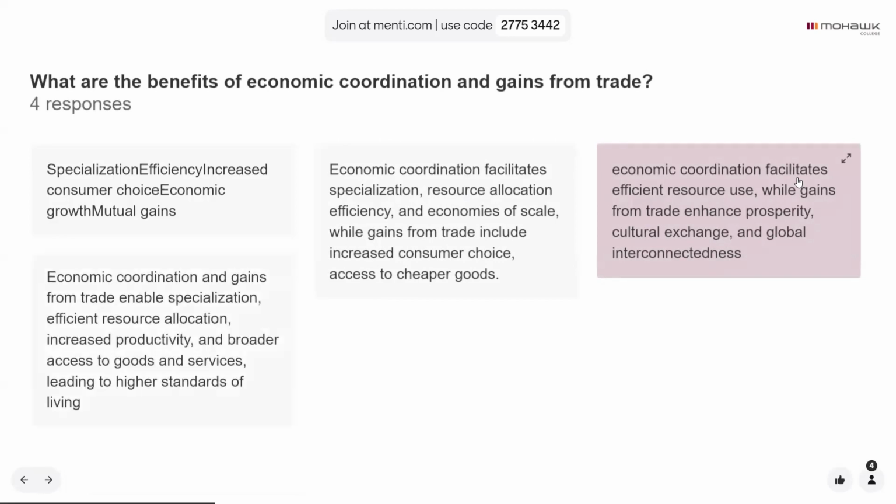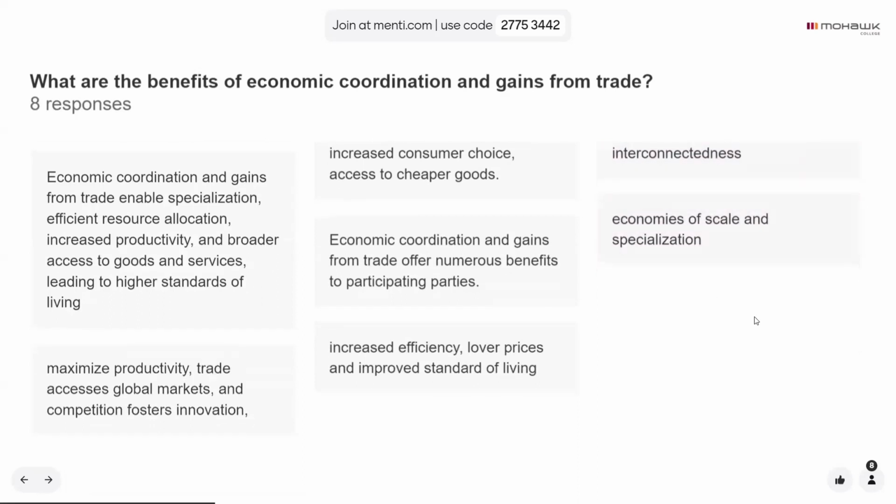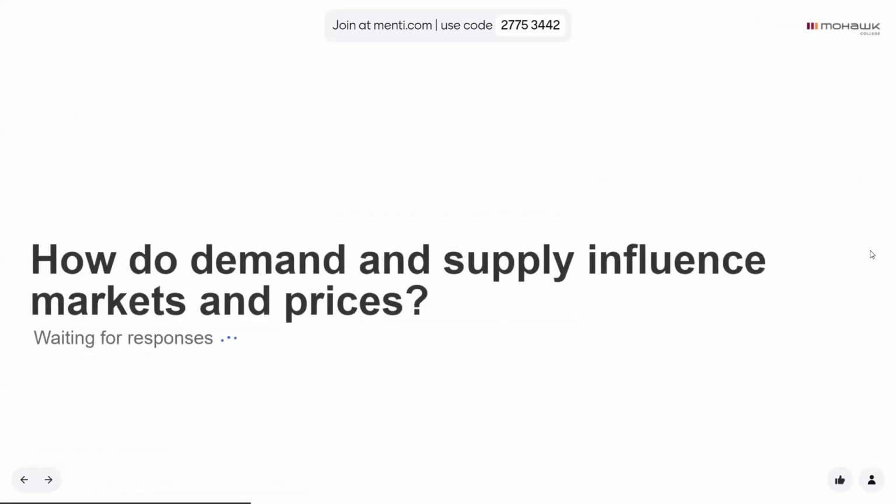Yes. Economic coordination and gains from trade enable specialization, efficient resource allocation, increased productivity, and broader access to goods and services, leading to higher standards of living. Yes. Economic coordination and gains from trade offer numerous net benefits to participating parties: economies of scale and specialization, increased efficiency, lower prices, improved standard of living, maximized productivity, access to global markets, and competition that fosters innovation. Yes. How do demand and supply influence markets and prices?